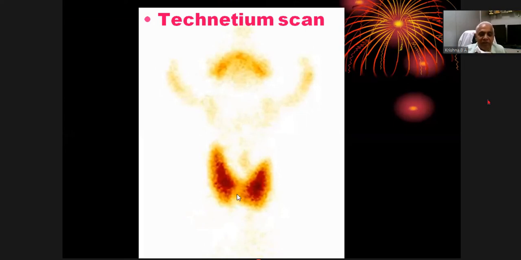In about 20% of patients, we see the pyramidal lobe in the midline or towards the left side. And the salivary glands show uptake, both the parotid and the submandibular, and this is the oral cavity isotope which comes through the saliva into the oral cavity. So on a thyroid scan, you see the thyroid gland, the salivary glands and oral activity. Normally, the thyroid gland uptake is far, far higher than the salivary glands and the oral cavity. So this is a normal thyroid scan.